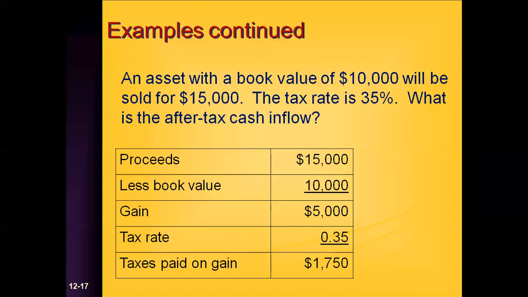You would then apply the tax rate, and you have approximately $1,750 in terms of taxes paid on the gain. Your cash inflow then would be $13,250.